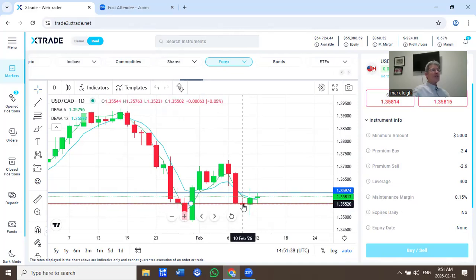We have resistance and support levels to work with and being tested right now on some of the majors. We've seen that, and I will see you at the end of the day.